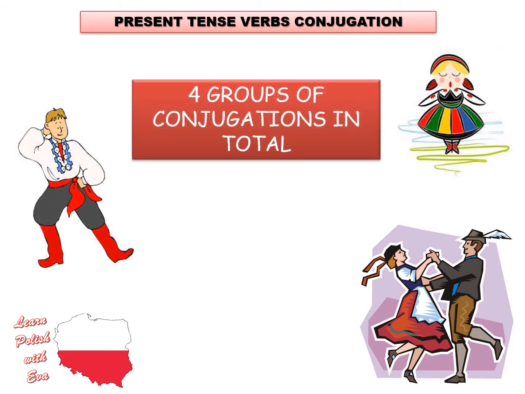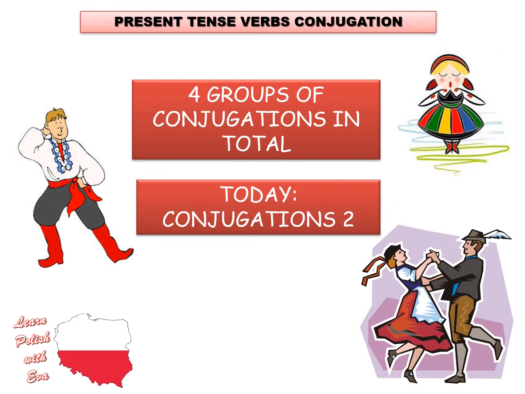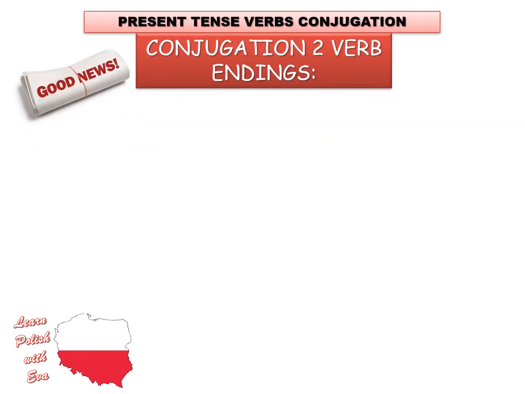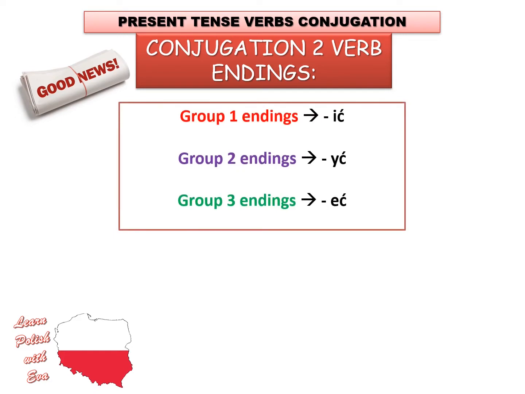As we know, there are 4 groups of conjugations in total of this present tense. We've already finished the first group and there's 8 videos in total on that. Today, we are looking at the second group of conjugations. The first group of conjugations, we have a summary table here, had 6 group endings. There was a variety of different endings there that we had to memorize. But in comparison, the good news with the second group of conjugations is that there's only 3 groups. So that's nice. We've literally cut that in half.